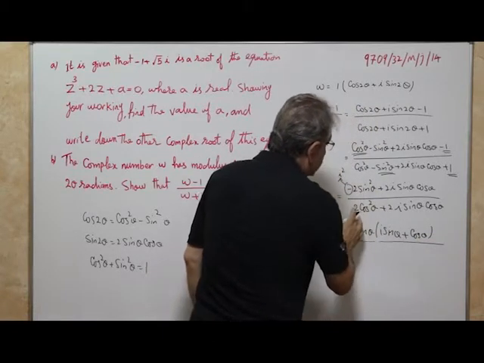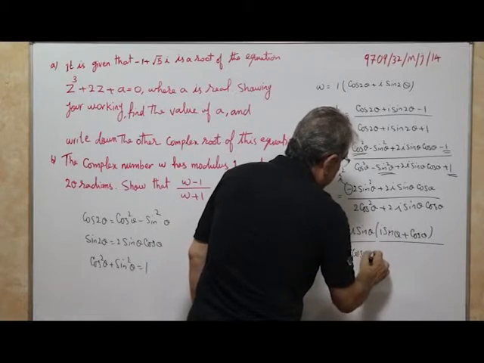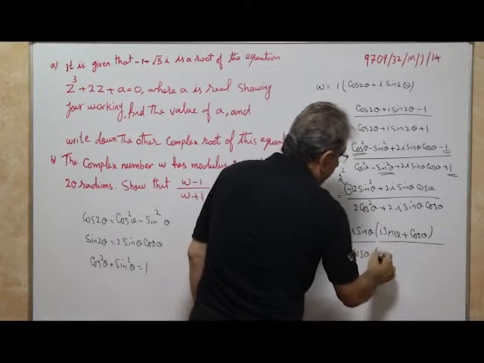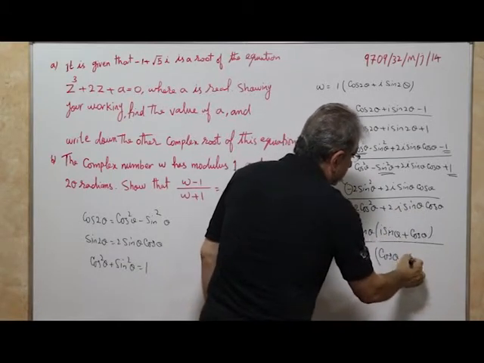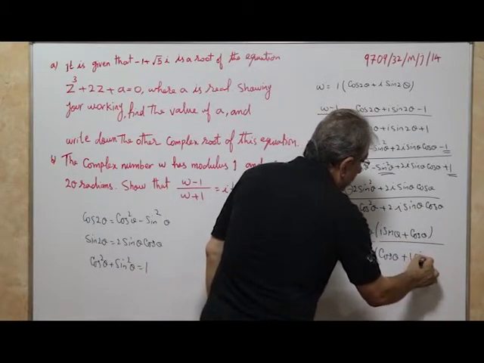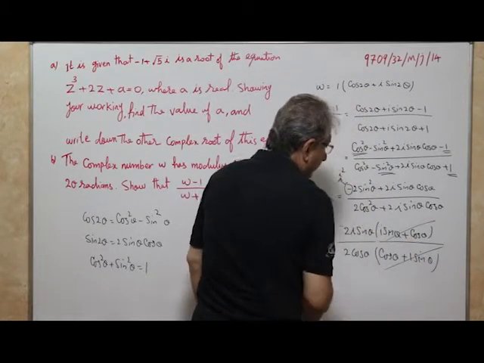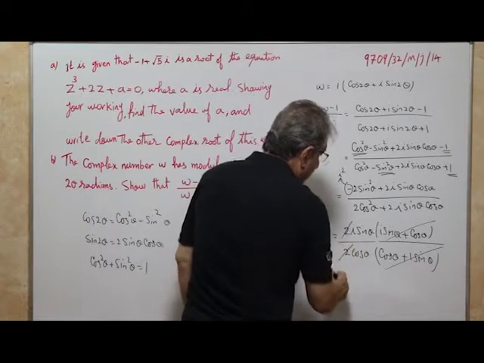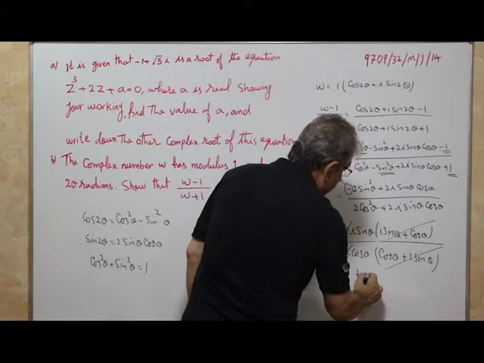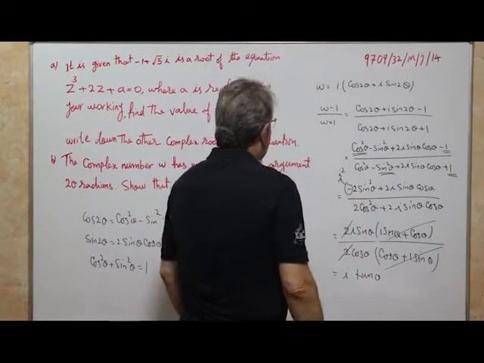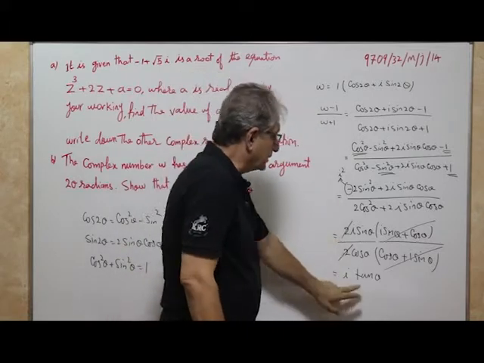If I factorize 2 cos theta here, what am I going to get? I'm going to get cos theta plus i sin theta. You can see that these two are exactly the same. These two cancel these two, then sin over cos is tan. Therefore, i tan theta. Therefore, we got the answer. This is equal to i tan theta.